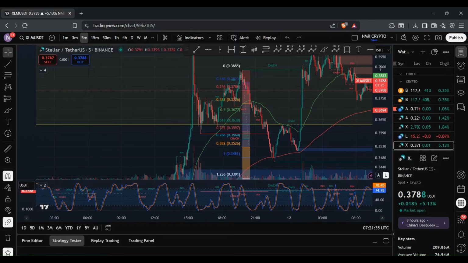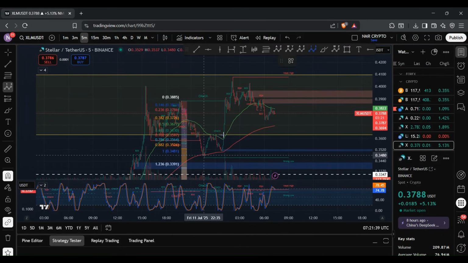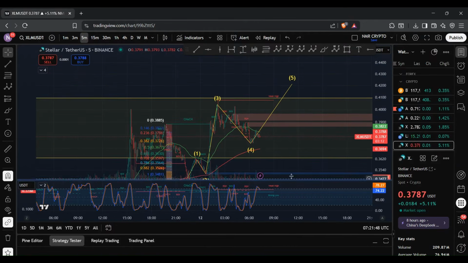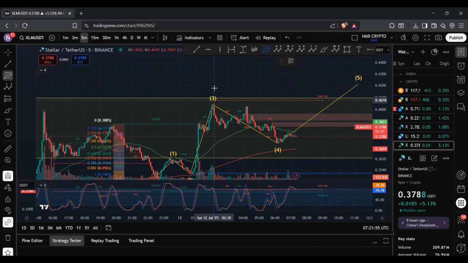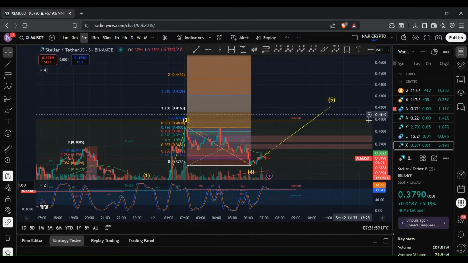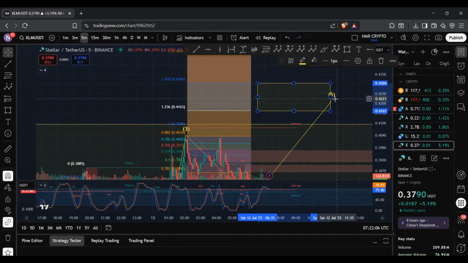And we ended up seeing this move to the upside, which looks to be made up of 5 waves, where we had a wave 1, 2, 3, 4, and it looks like we are currently within this 5th wave. And this 5th wave will typically extend anywhere between 1.226 to 1.618 of the wave 4. So if I bring in the fib tool and bring that to over here, Stellar has the potential to reach anywhere between 41.63 cents to 43.06 cents.